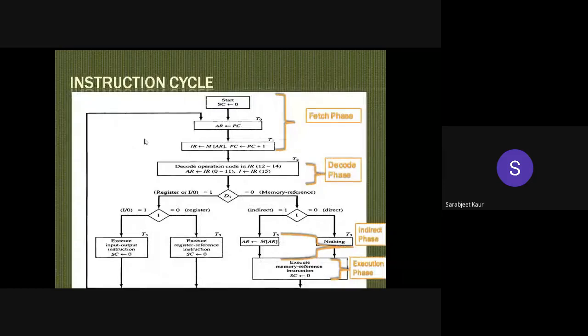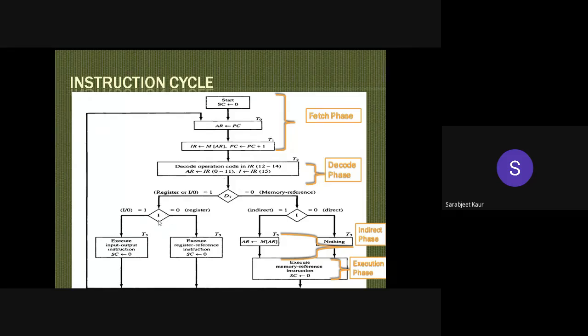So the next step is we decide upon what kind of instruction this is first of all. Now if D7 is 1, then it is either a register reference or an IO instruction. And if it is 0, then it is a memory reference instruction. Now, if D7 is 1, then I go out and look at the value of this I bit.